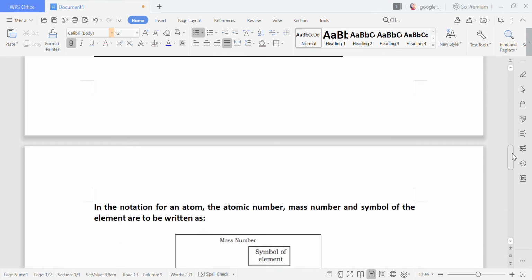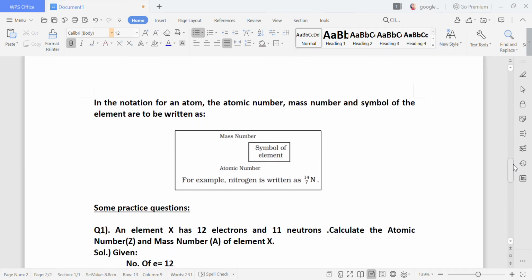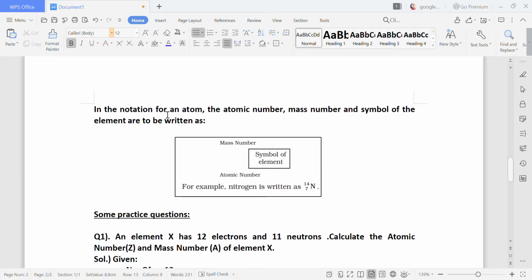Then children, let me tell you one thing: in the notation for an atom, the atomic number, mass number and the symbol of the element are to be written as follows. This is how we write the notation of an element. We give the symbol of the element here, and superscript means a little bit above the symbol. We will write down the mass number. And subscript means a little bit below the symbol, we will write the atomic number. So this is how it is written.